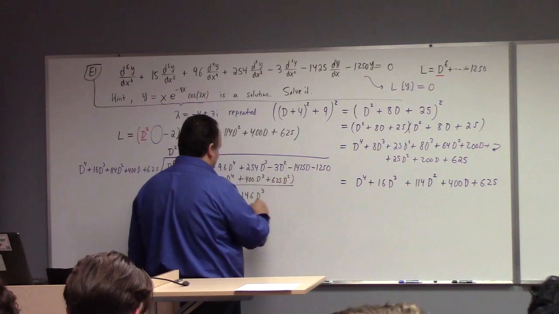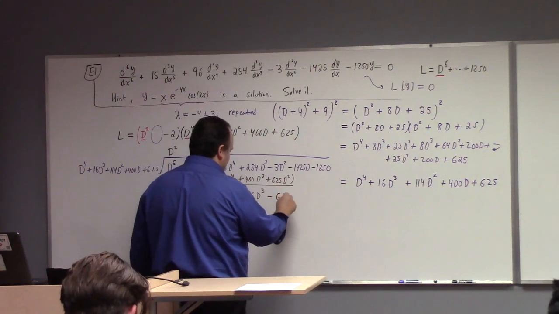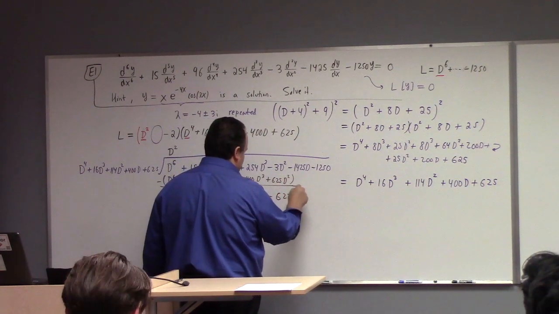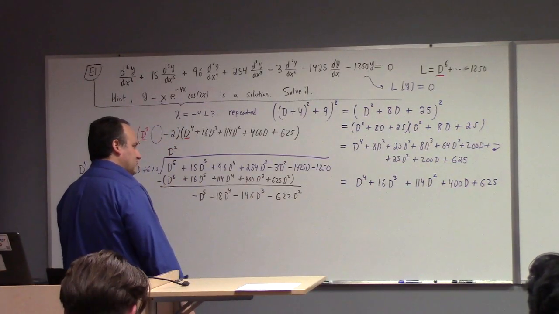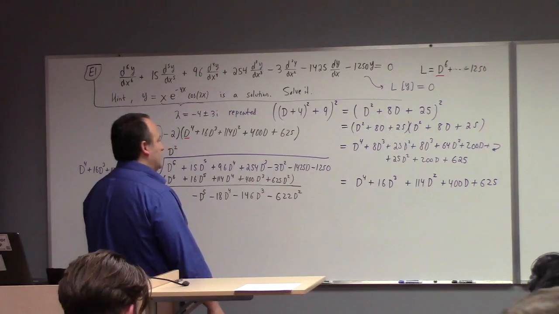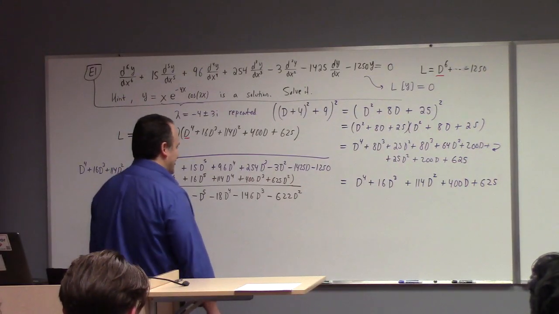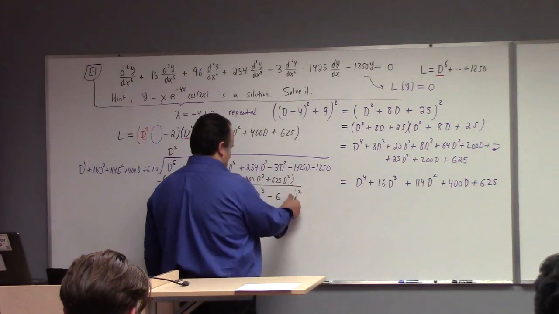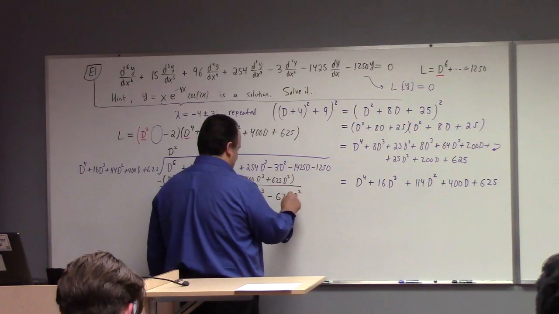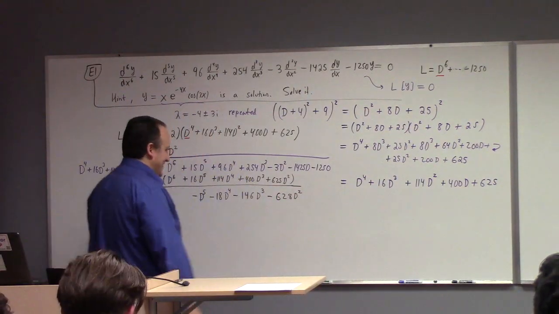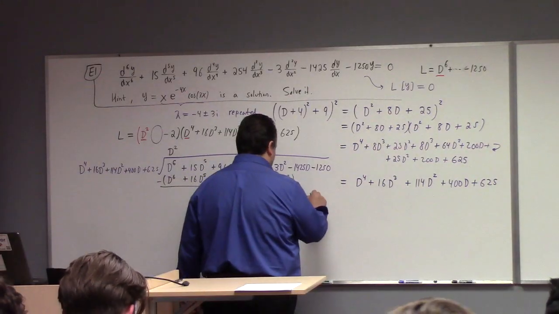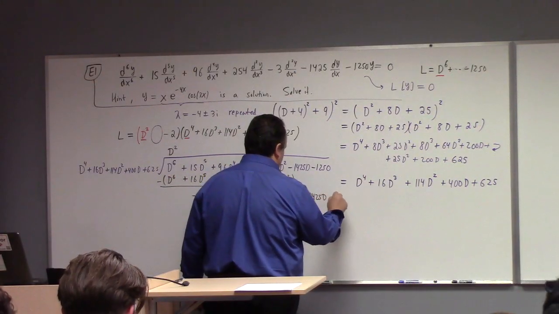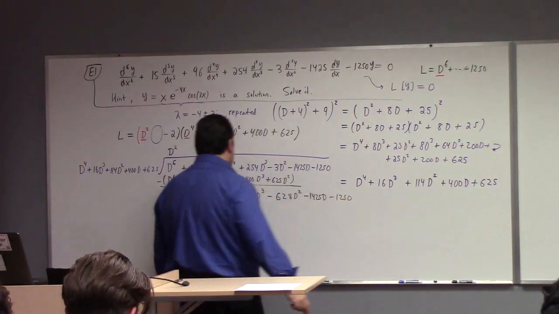622. Minus or minus 622? No, plus 622. I think minus. Oh, wait a minute. Minus a minus, plus, yeah, 8. That's right. There we go. This is why we lose points. Minus 1425d minus 1250. All right.